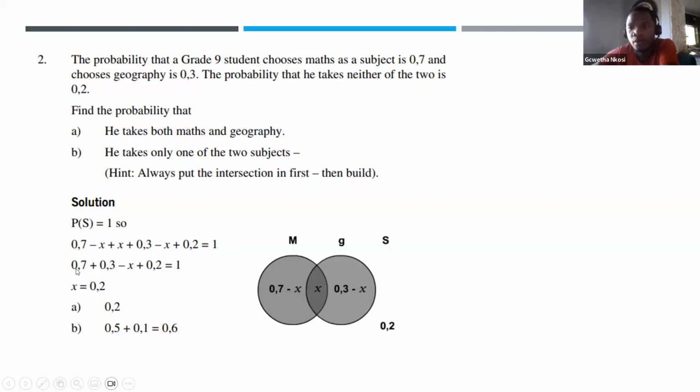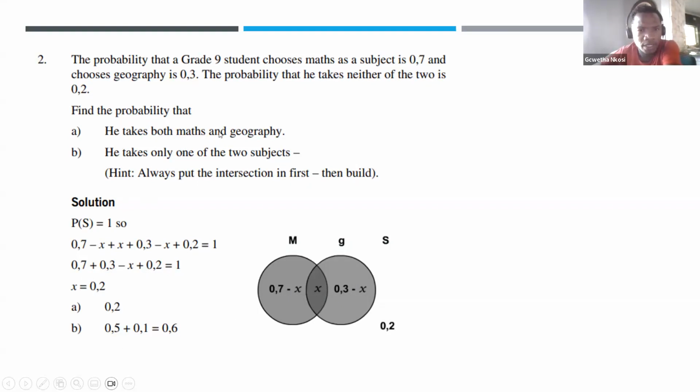Therefore, you will have 1.2 minus 1, of which will give you 0.2. So your X is 0.2. So X is 0.2 here. If X is 0.2 here, oh, already now I know. Okay, for mathematics only, that is 0.5. Then for geography only, that is 0.1.